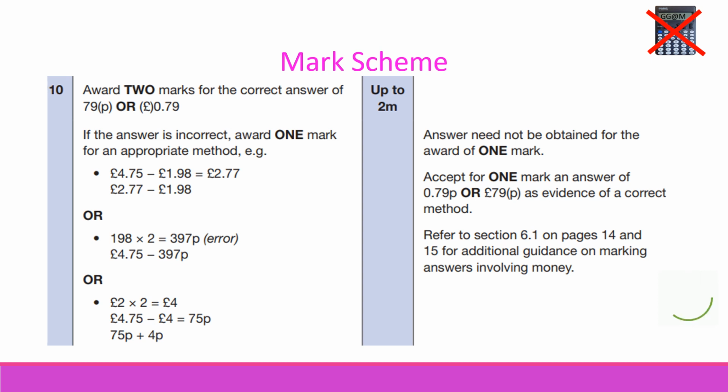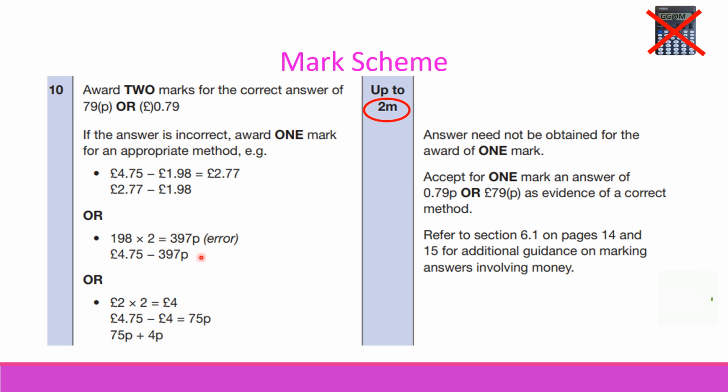The mark scheme on this question shows there are 2M, which means 2 method marks for getting the final answer correct. The answer is 79 pence, or in pounds, £0.79. Either answer is acceptable. Then you get 1 mark for showing your working. So either doing £4.75, take away £1.98, and then taking the £1.98 away again, or doing the £1.98 or 198 pence times 2. So doubling it, then taking that from the £4.75.